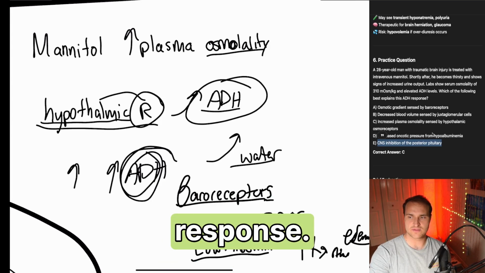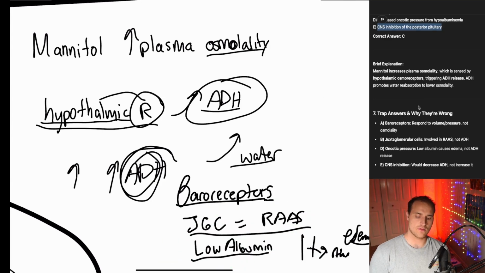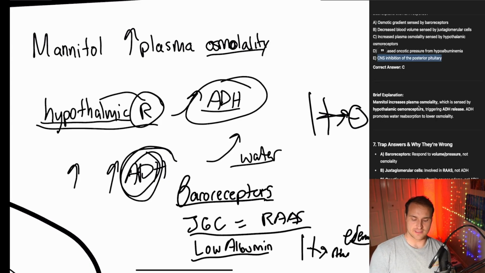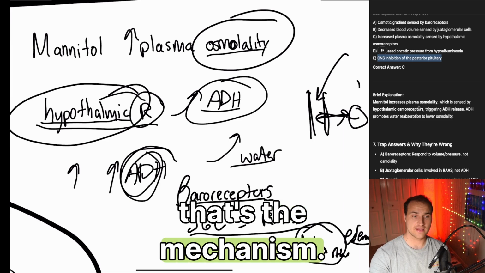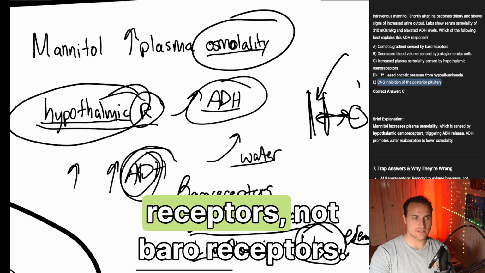So no. Opposite response. So mannitol sucks off all the water from the cells like a sponge. Or rather, here are the cells, and it's going to increase the osmolality is what it does. That's what I'm trying to say. So you give a mannitol, it increases the osmolality, so then the hypothalamus responds with ADH. That's the mechanism. That's all we need to know. And these are osmoreceptors, not baroreceptors.